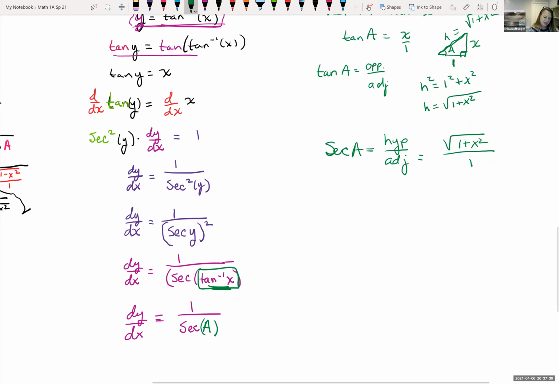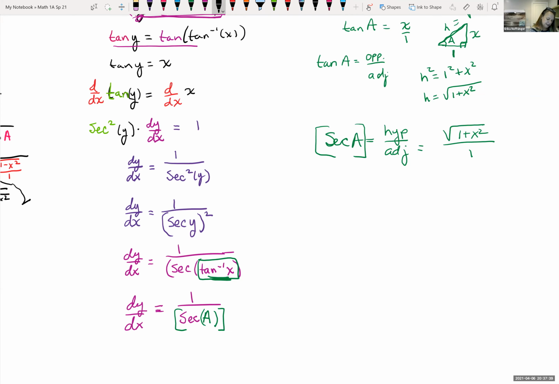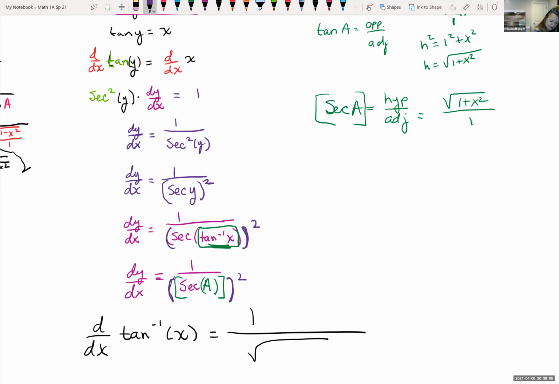So now let's just go back in, replace what secant of A is in here, and we have the derivative. So d dx of tangent inverse of x is equal to 1 all divided by secant of A, which we just said was the square root. Oops, we're not done. I forgot one little piece. I was thinking this is not right. This should be squared, because of this square here. So this is going to be squared.